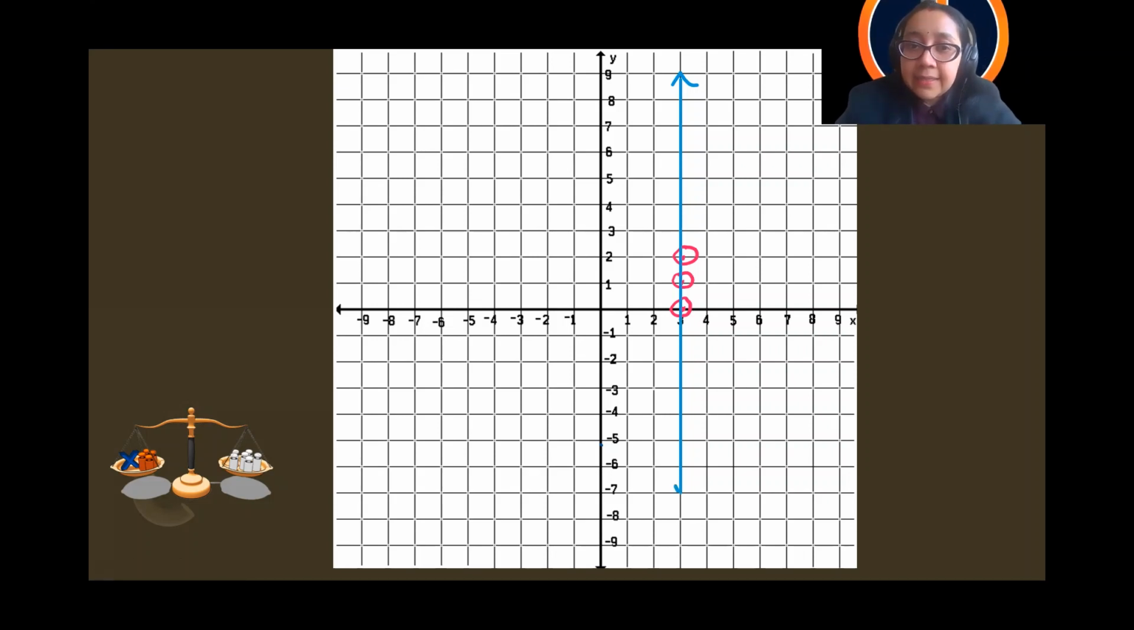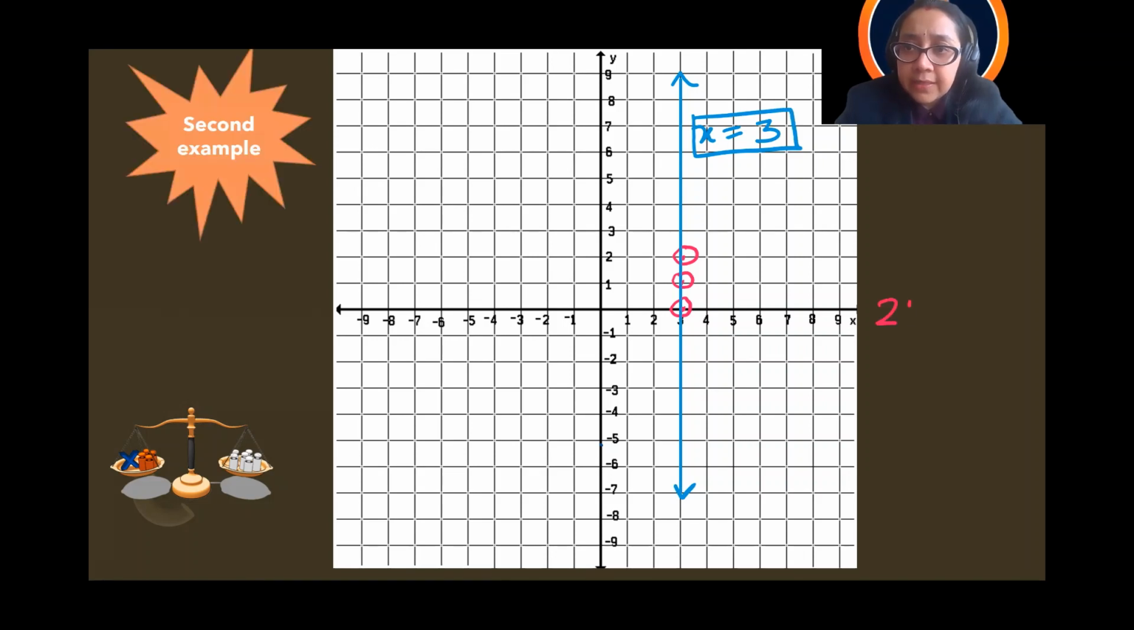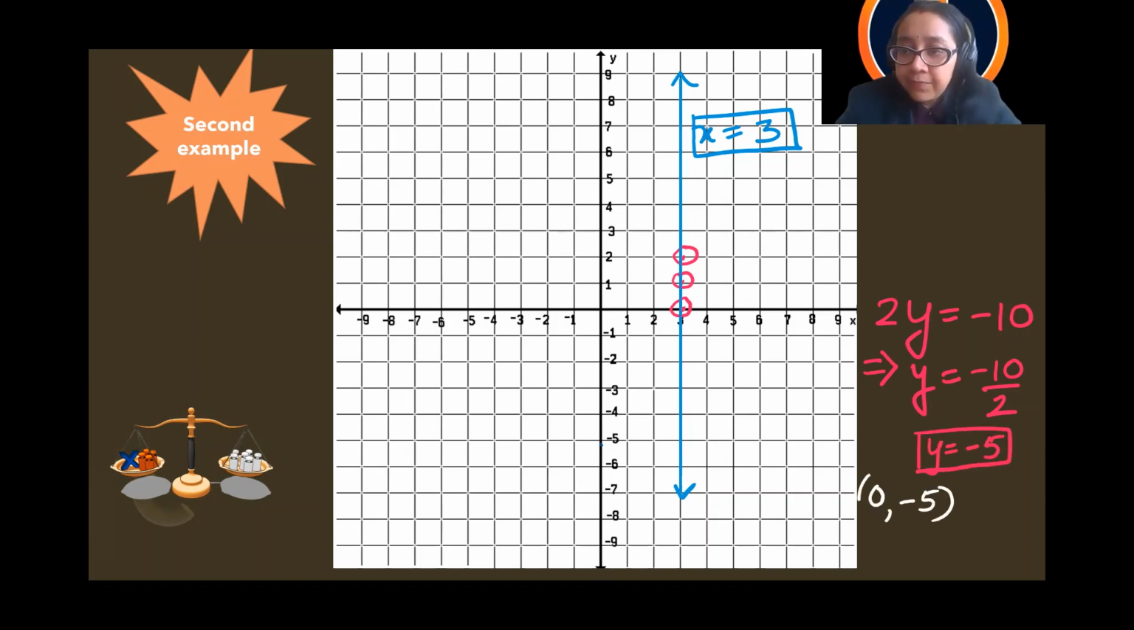Now let's see a second example. The second example is 2y equal to minus 10. From this you can say that y equal to minus 10 upon 2, isn't it? So what is the value of y? So y equal to minus 5. Now here, you can assume that x is variable, x is changing, only y is constant. So the possible points can be (0, minus 5), where 0 is x and y is minus 5.